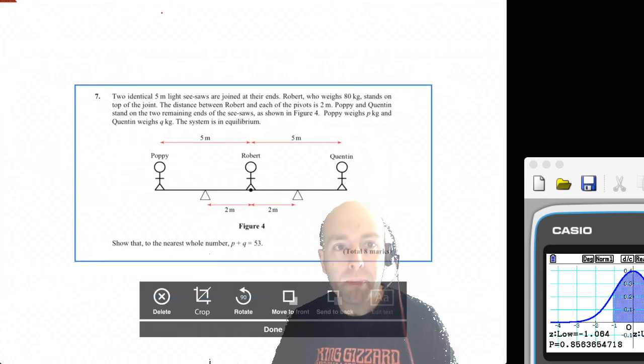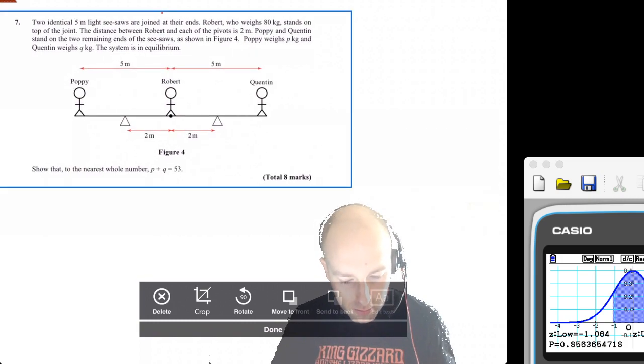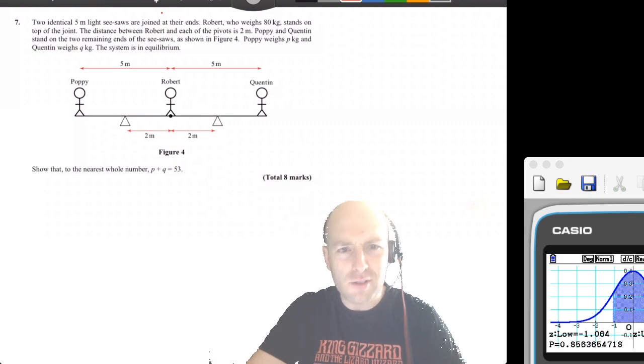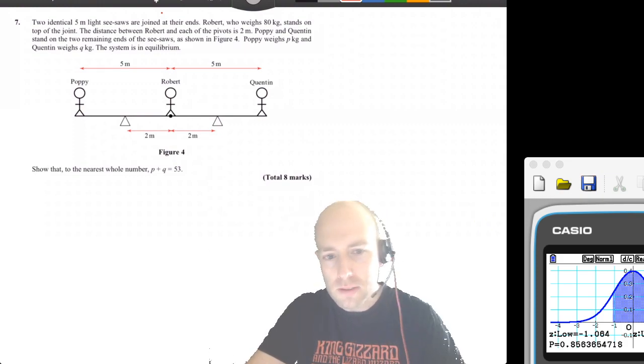Right, so. Oh, this looks horrible, doesn't it? We got two identical seesaws joined at their ends, as you would. That makes perfect sense. Why not just describe it as something else on two pivots?